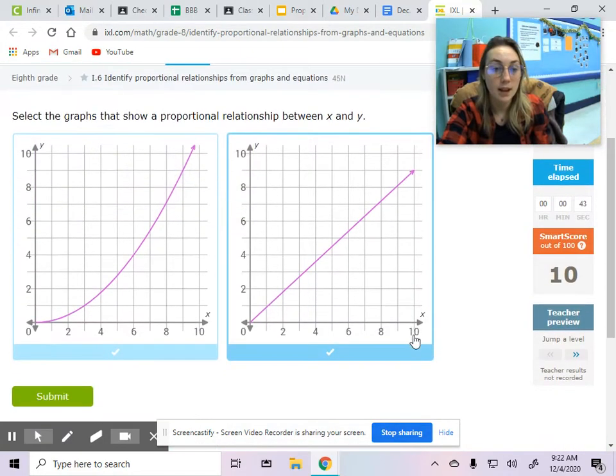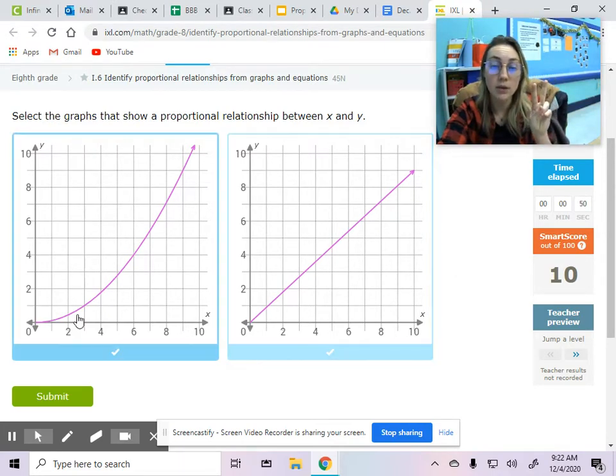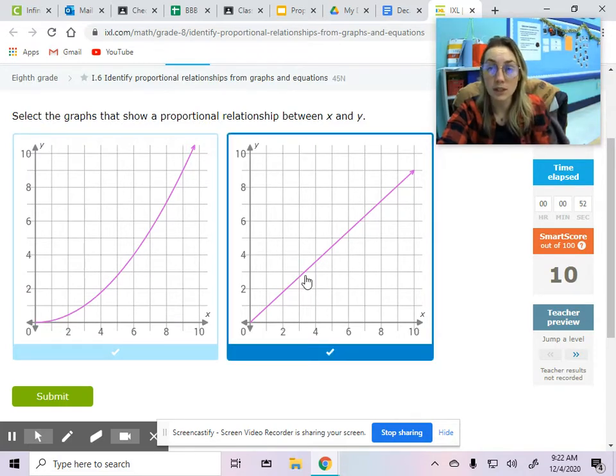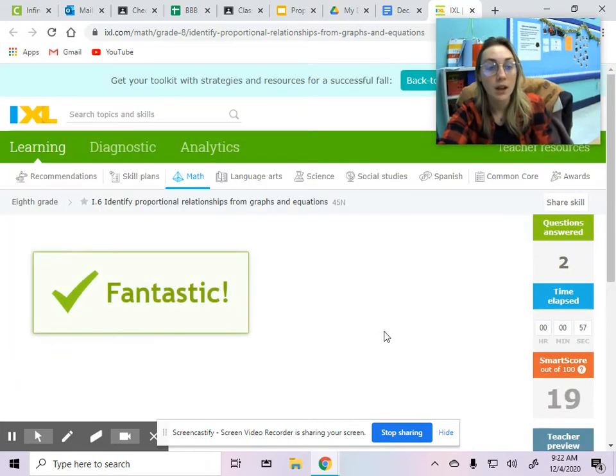Let's keep going. All right. So again, the line has to be straight, and then the line has to go through the origin. They both do go through the origin, but this one is the only straight line. This one has a curved shape, so therefore it's not proportional.